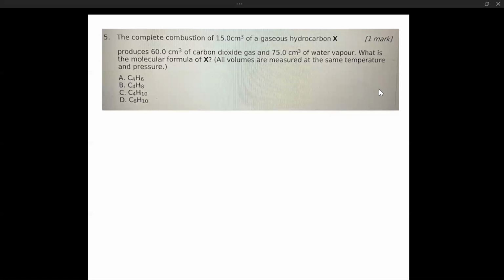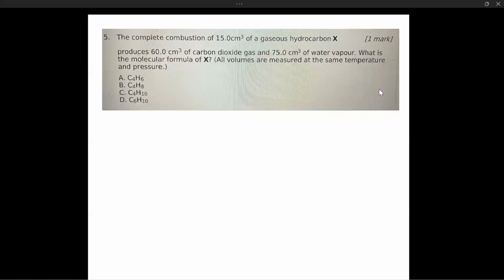So here the question says that the complete combustion of 15 cm³ of a gaseous hydrocarbon. What is a hydrocarbon? As you can probably tell by the answer options, a hydrocarbon is nothing but a compound which just has hydrogens and carbons in it. That's it. That's how simple. So don't get confused by fancy words.